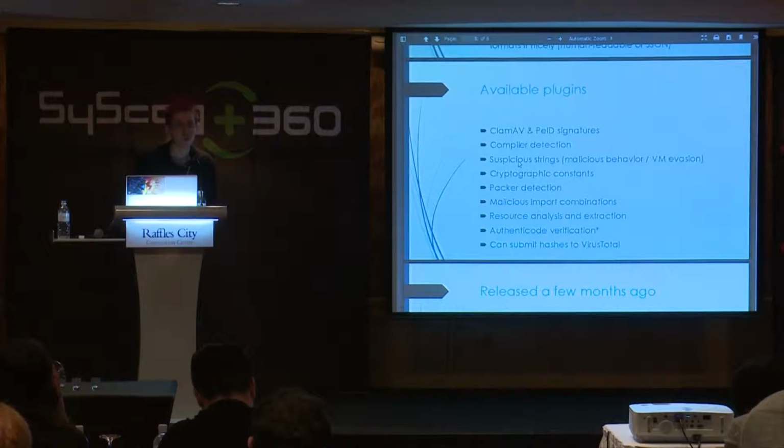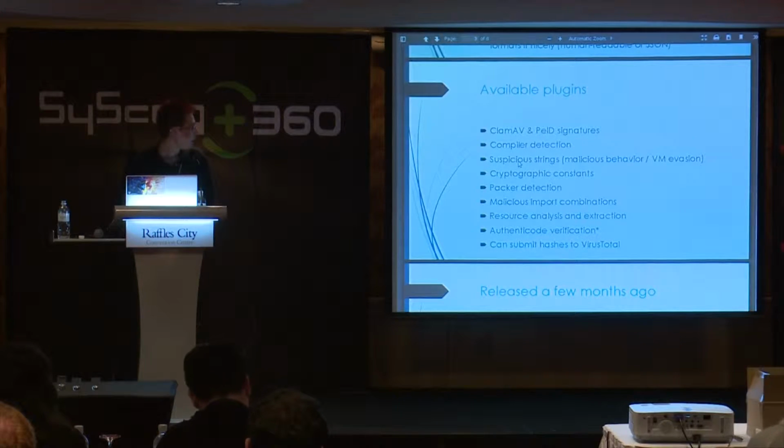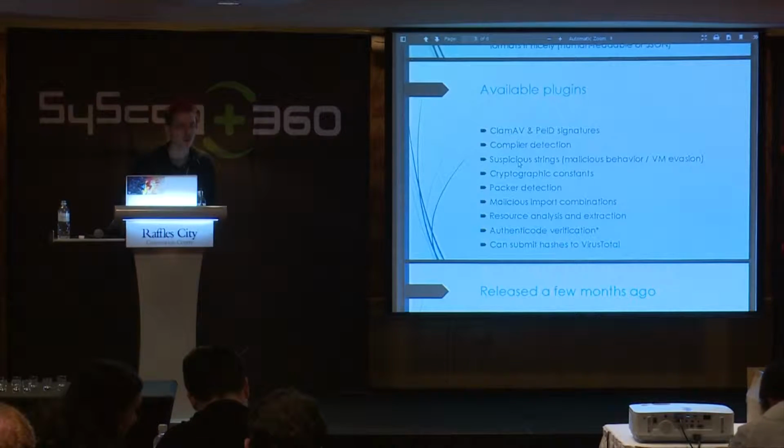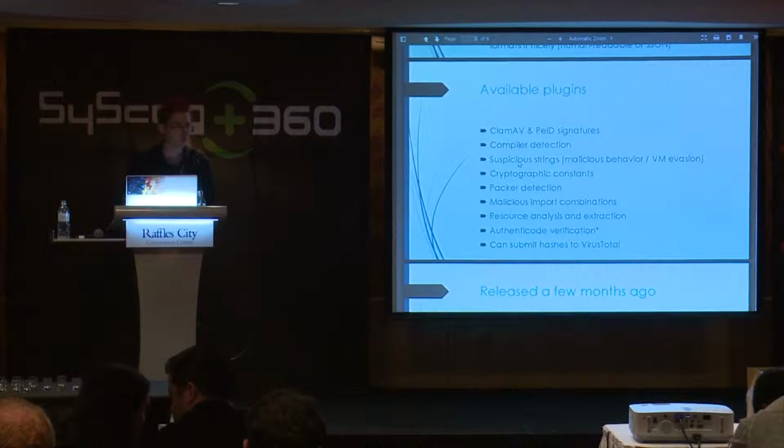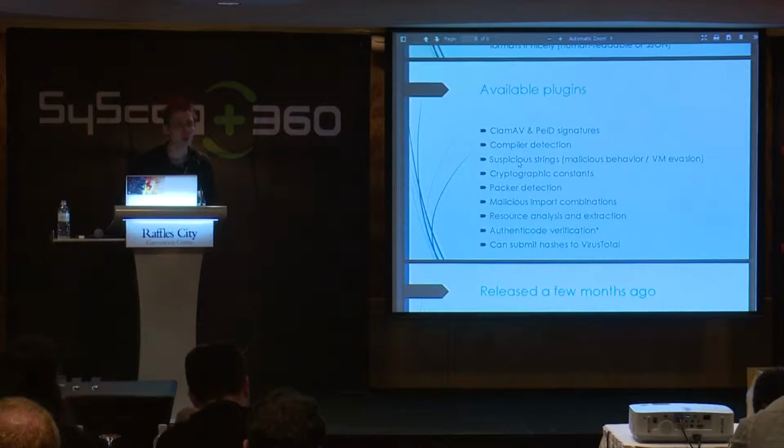I have some heuristics for packer detection. Malicious import combinations, like, for instance, create a temporary file and shell execute, which might indicate that a program is a dropper. I also look for suspicious resources like PE files or PDF files, or packed files which generally have a high entropy. I also do some Authenticode verification.